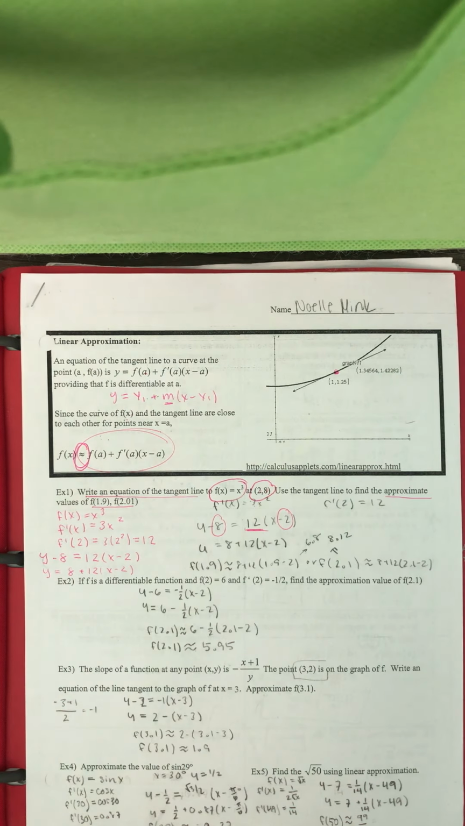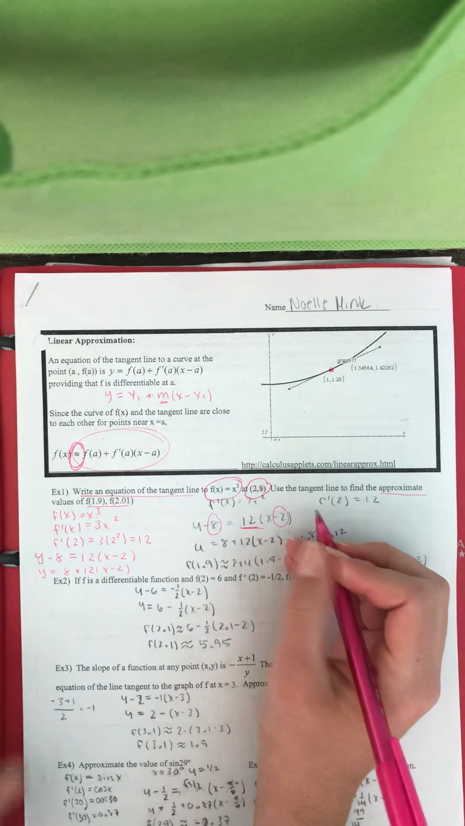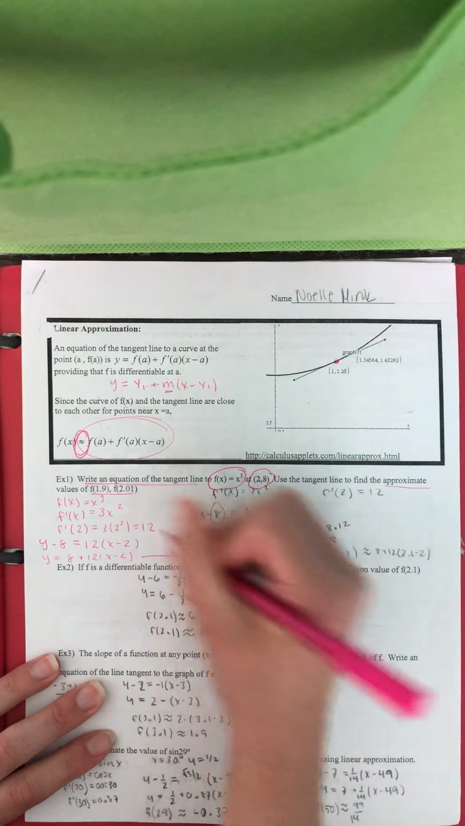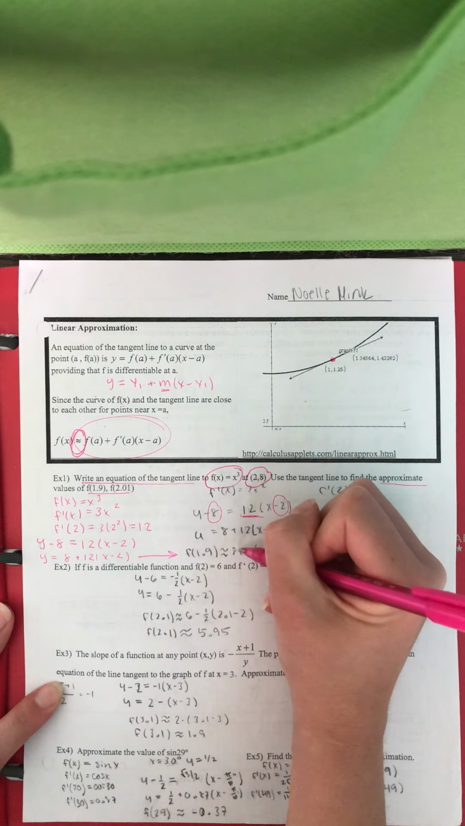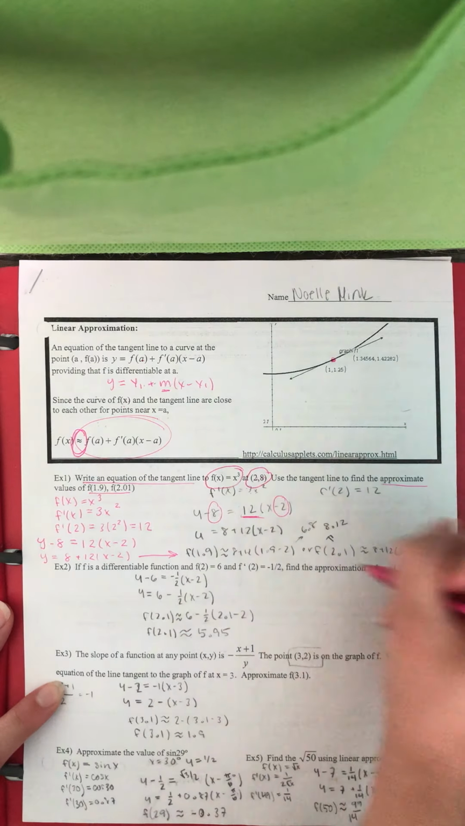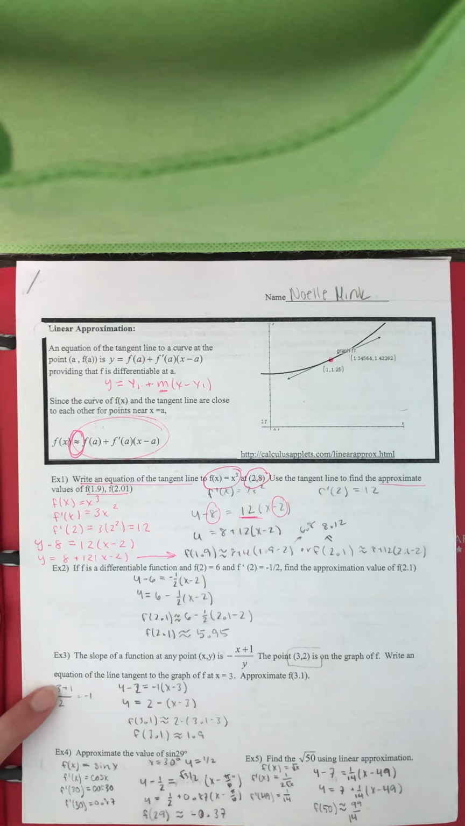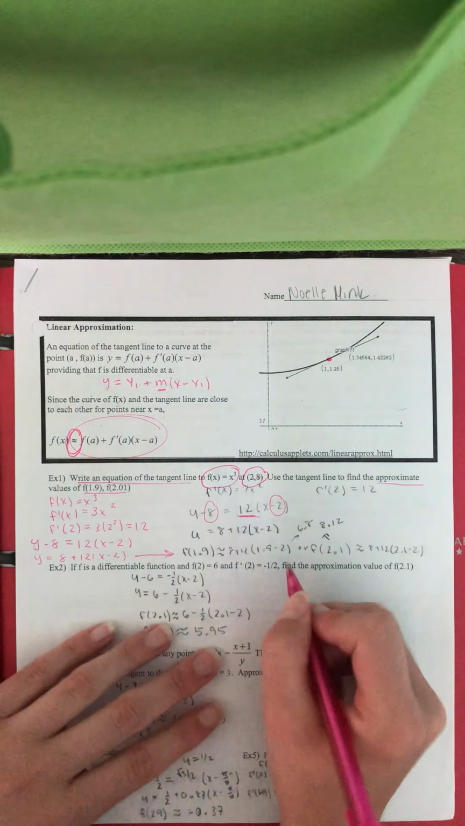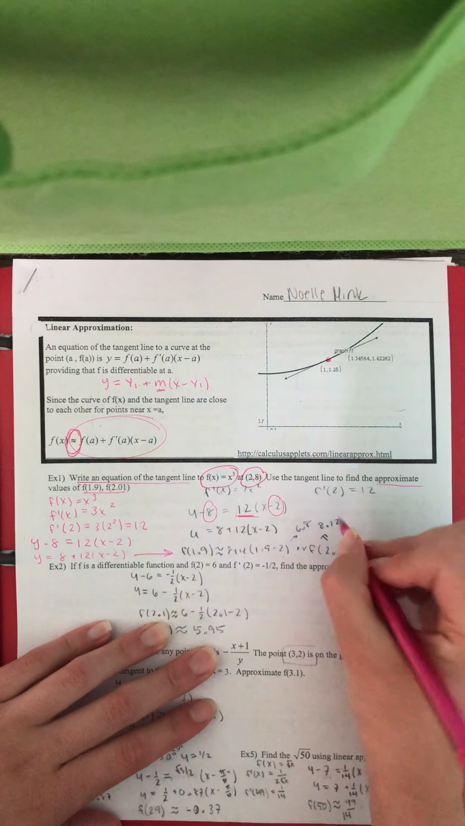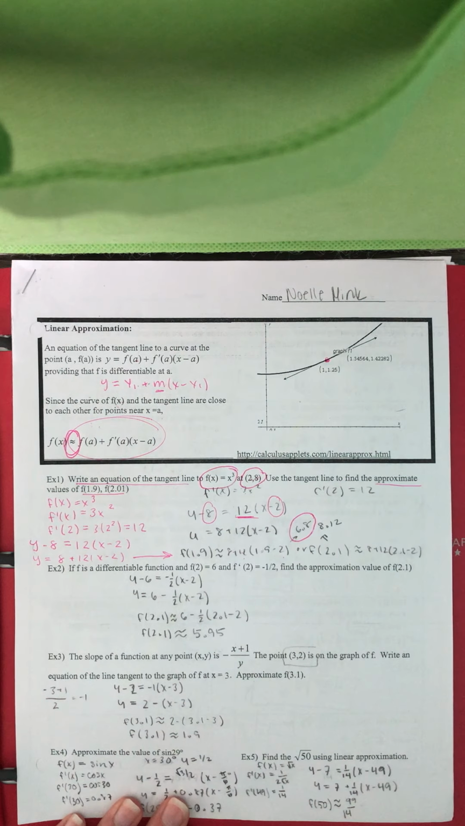So to approximate, all you do is plug in your x value. I'm running out of space here, so I'm just going to go right over here. If we're trying to find f of 1.9, you plug in 8 plus 12 times the quantity x minus 2, in this case 1.9 minus 2. So you do that math, 1.9 minus 2 times 12 plus 8 gets you to 6.8. Feel free to plug that into your calculator.